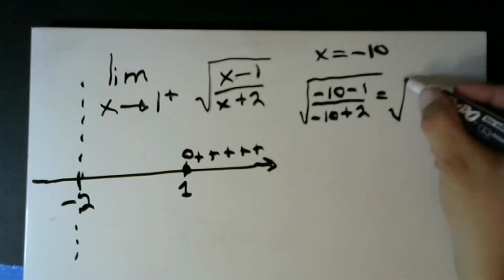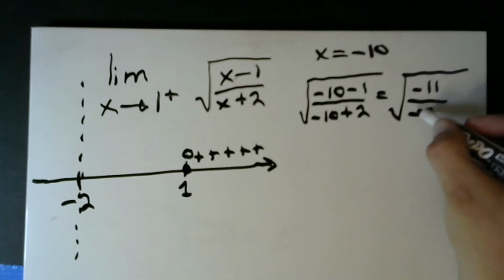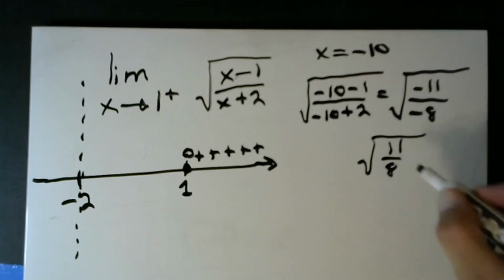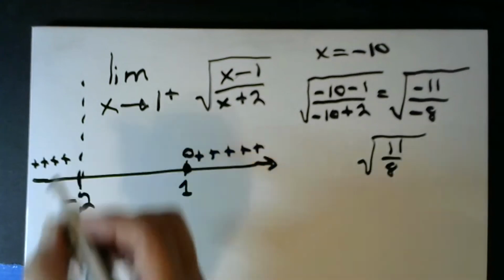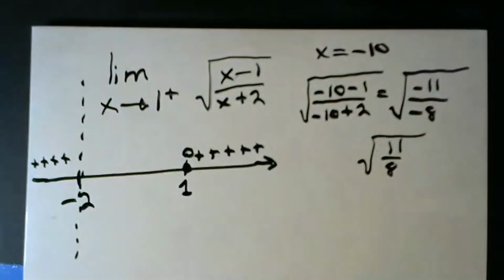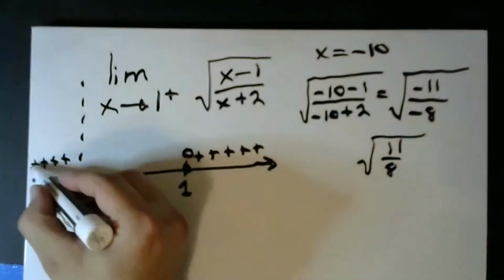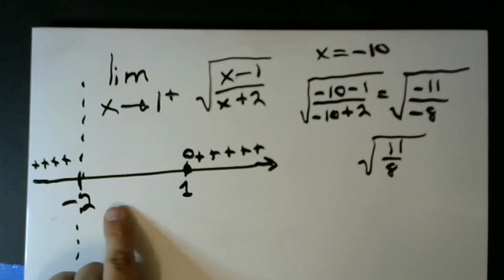So we get -11 over -8, but negative and negative are positive. So we're going to get a positive 11/8. So over here, it's going to be positive. So probably what's happening is the function's doing something like this. So it's positive here, it's 0 here, and it's above the x-axis here. So far, so good. We're getting an idea of what this thing is doing. So now we got to figure out what's going on in between.